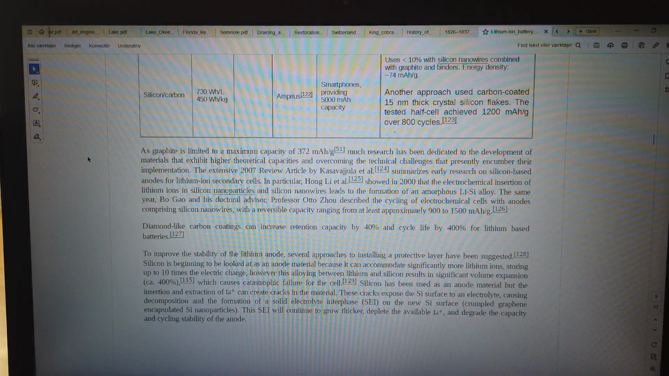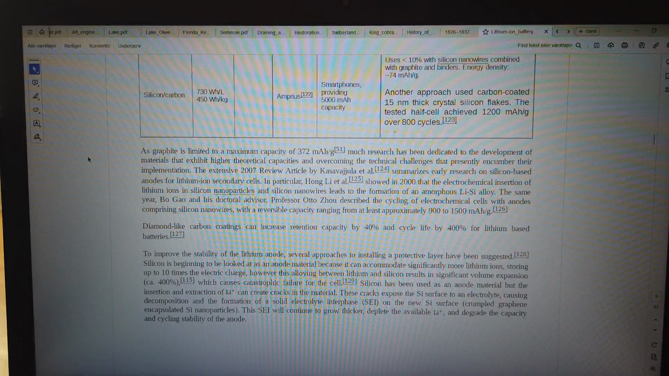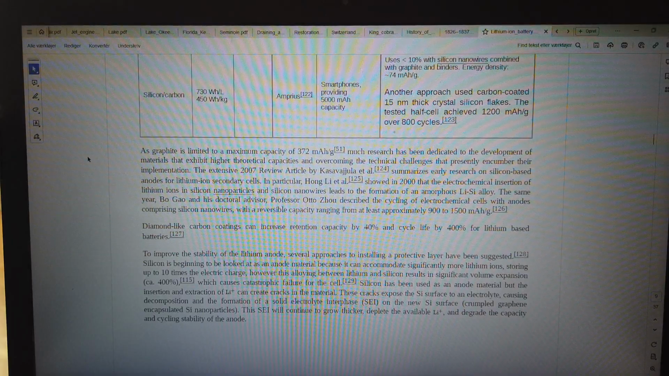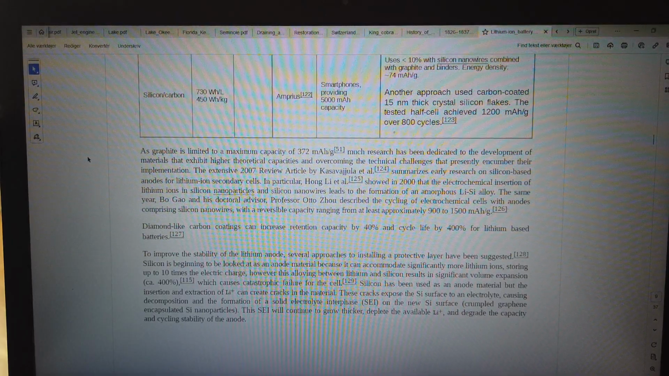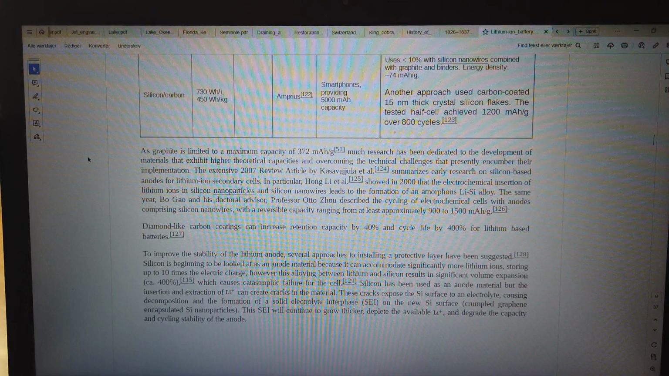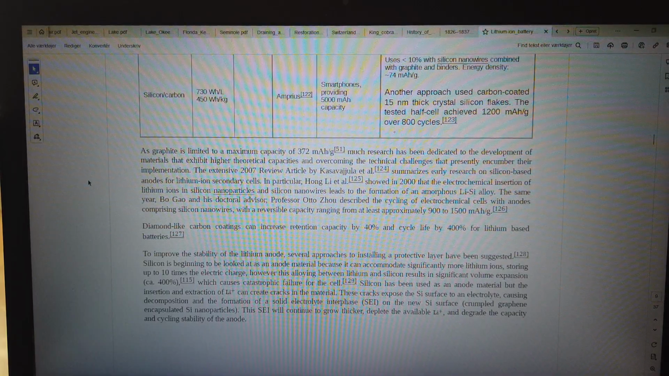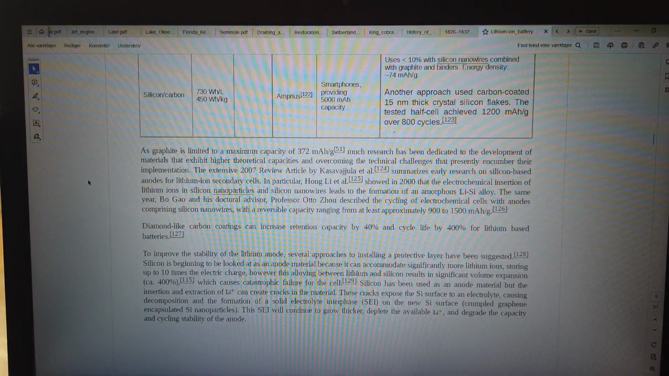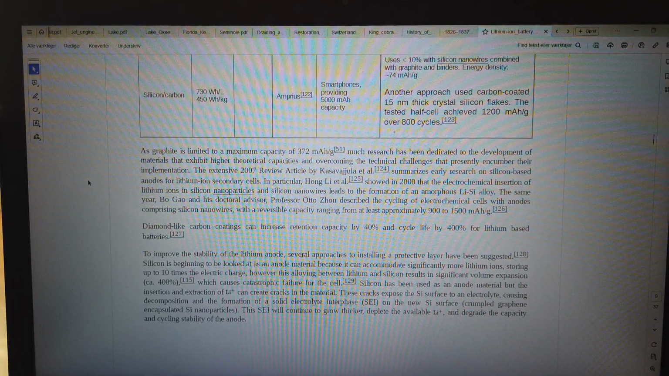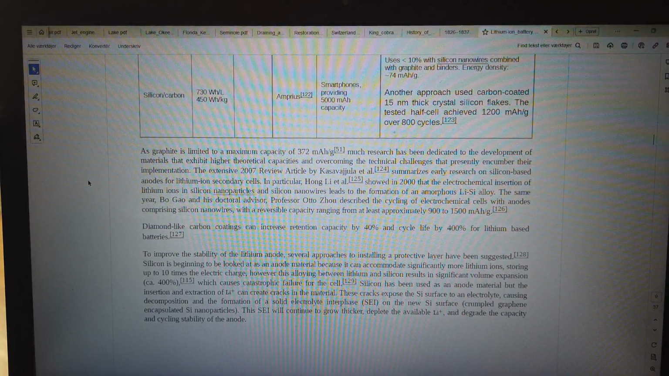In particular, Hong Li et al. [125] showed in 2000 that the electrochemical insertion of lithium ions in silicon nanoparticles and silicon nanowires leads to the formation of an amorphous Li-Si alloy. The same year, Bogart and his doctoral advisor, Professor Otto Jo, described the cycling of electrochemical cells with anodes comprising silicon nanowires, with a reversible capacity ranging from at least approximately 900 to 1500 mAh/g.